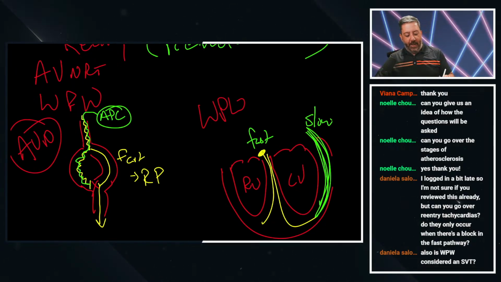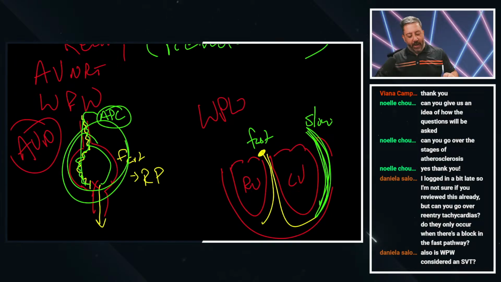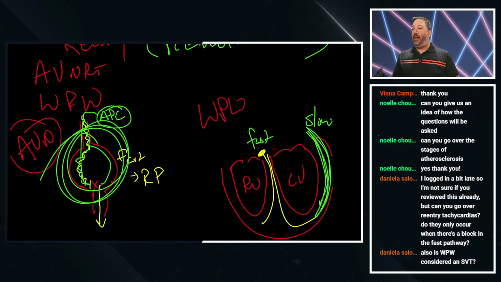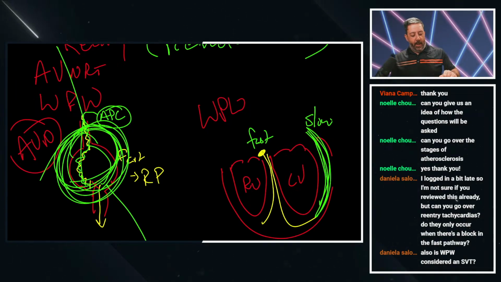So as this APC comes in, it hits the fast pathway, which is now excitable, and sends the signal back up the fast pathway, and it starts cycling on itself. We get a cycling of the rhythm. As it's cycling on itself in the AV node, it's sending signals up and signals down.